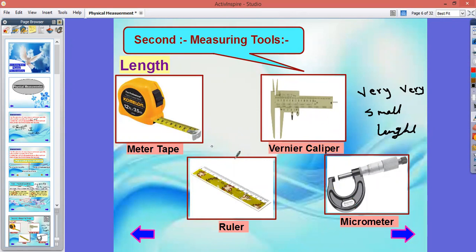What are the tools used to measure the length? Number one, meter tape. Number two, ruler. Number three, vernier caliper. Number four, micrometer.